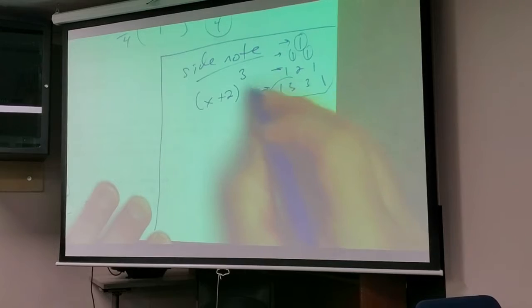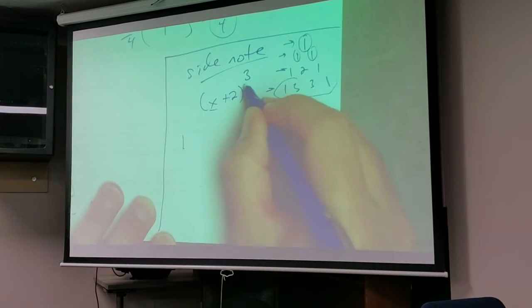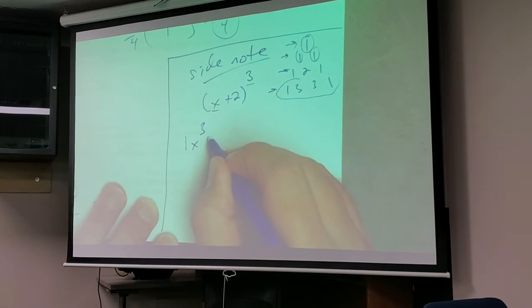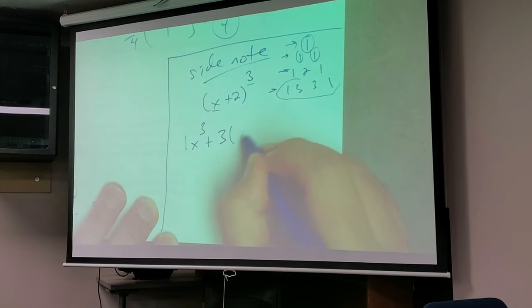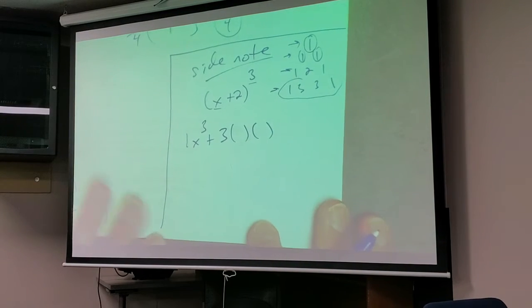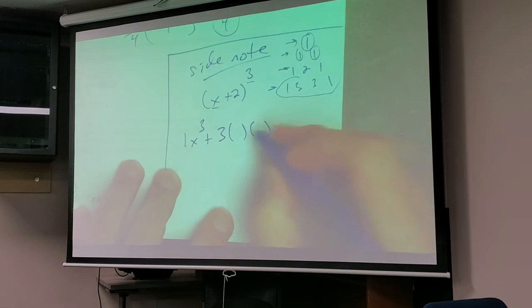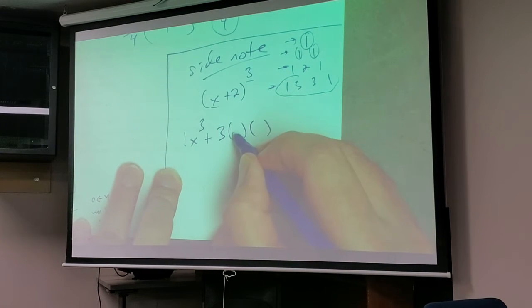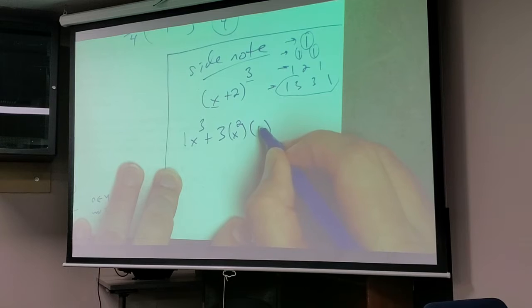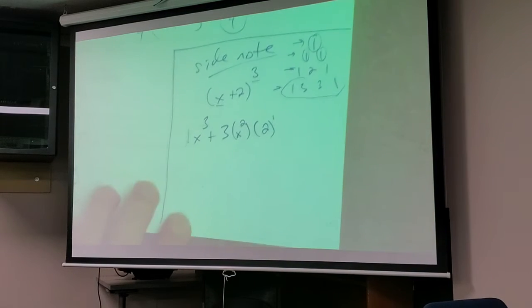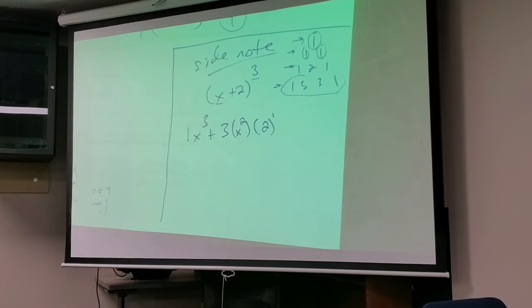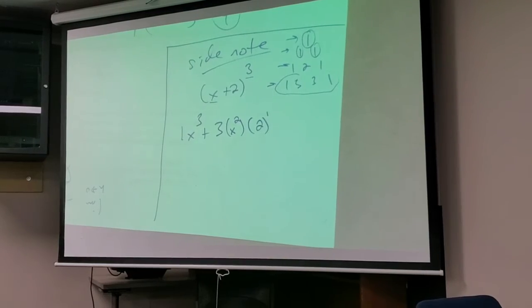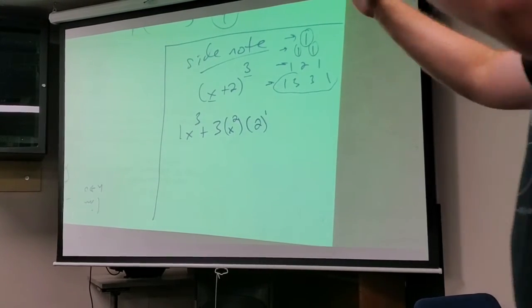So that means I'm going to have 1x cubed. Does anyone remember how to, then I'm going to have 3 what's? Well, all right, hold on. We're going to have 3 times 2 x's and 1, 2. So this is the idea I really want you to understand right now. And again, if you just do the foiling, you'll get the same answer.